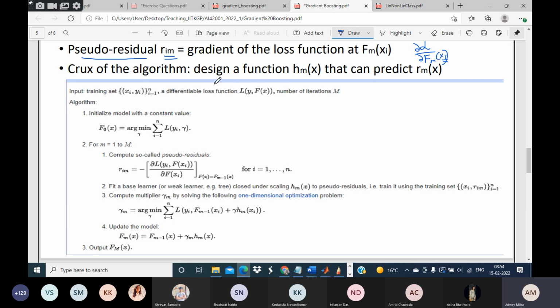So the crux of the algorithm is to design a function HM which can predict the RM, that is, the pseudo residual for any arbitrary point or any fixed point X, which may be your test point also. Okay, so the algorithm is as follows. We have the initial training set as well as a differentiable loss function.